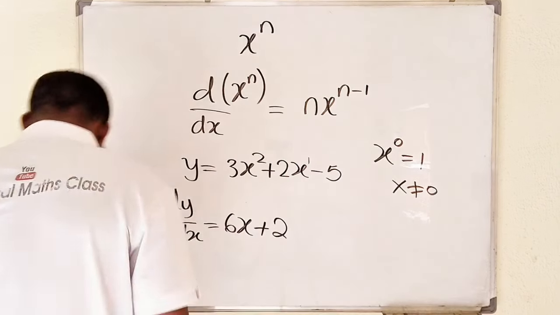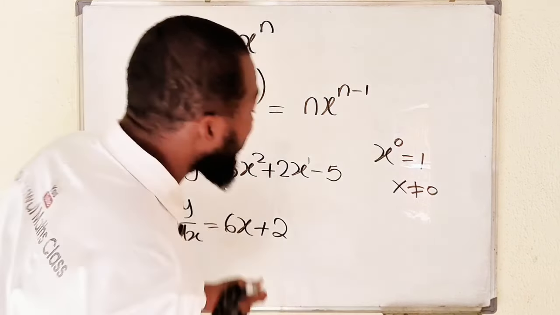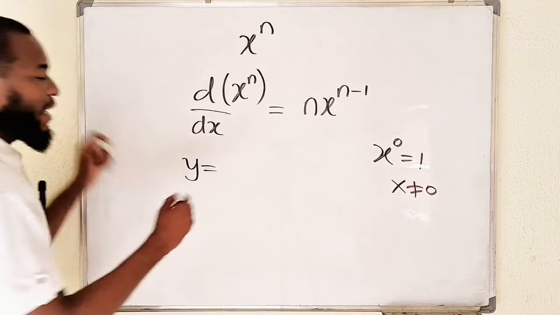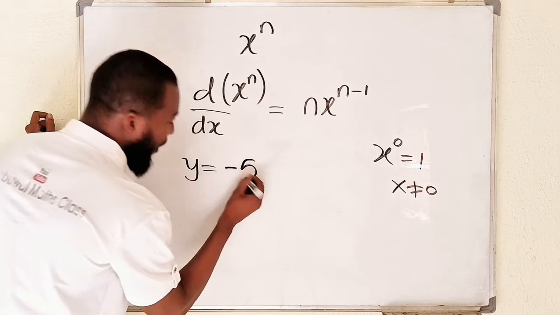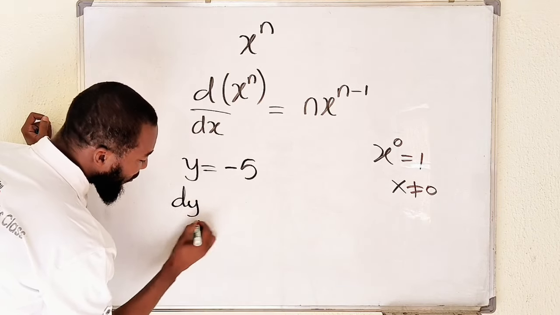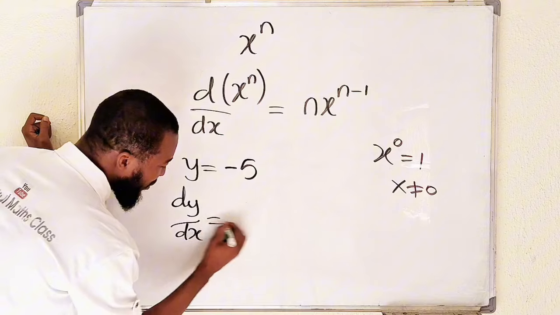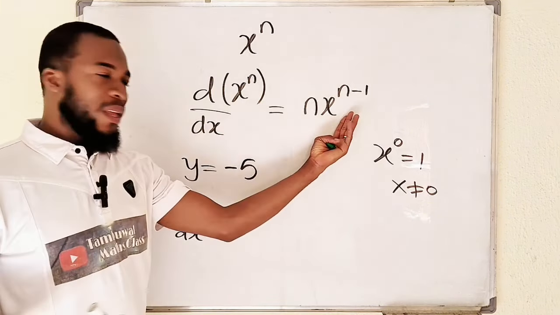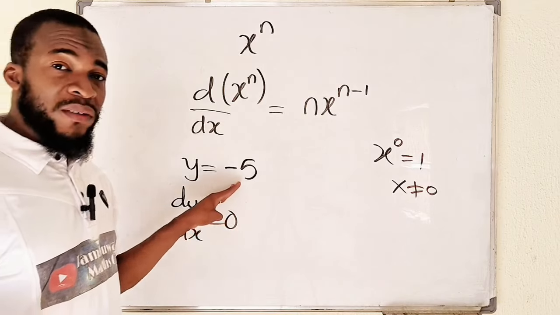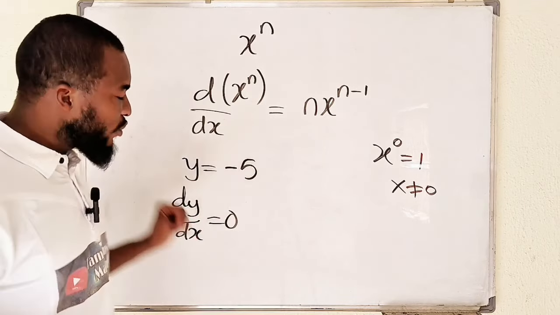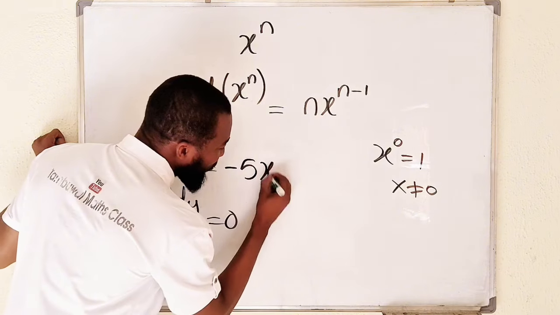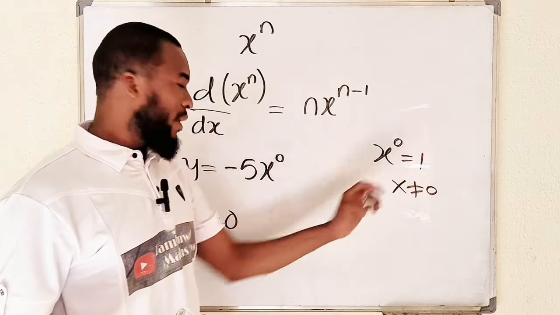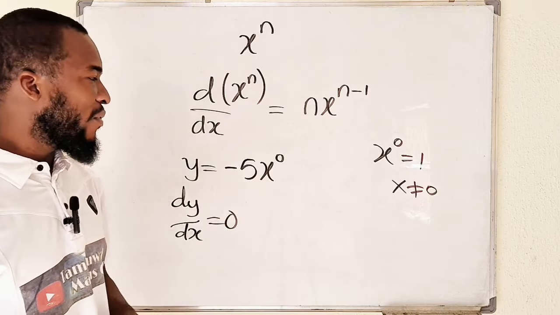So if that is the case, I'm only going to consider that constant negative 5, assuming that y is only equal to negative 5. Why is the derivative of y with respect to x of this equal to 0? That's what we want to confirm. We are going to apply the same thing here. This is a constant without any variable attached, but naturally we have an x to the power of 0 here, right? Because I told you x to the power of 0 is 1. So this is 1 times negative 5.